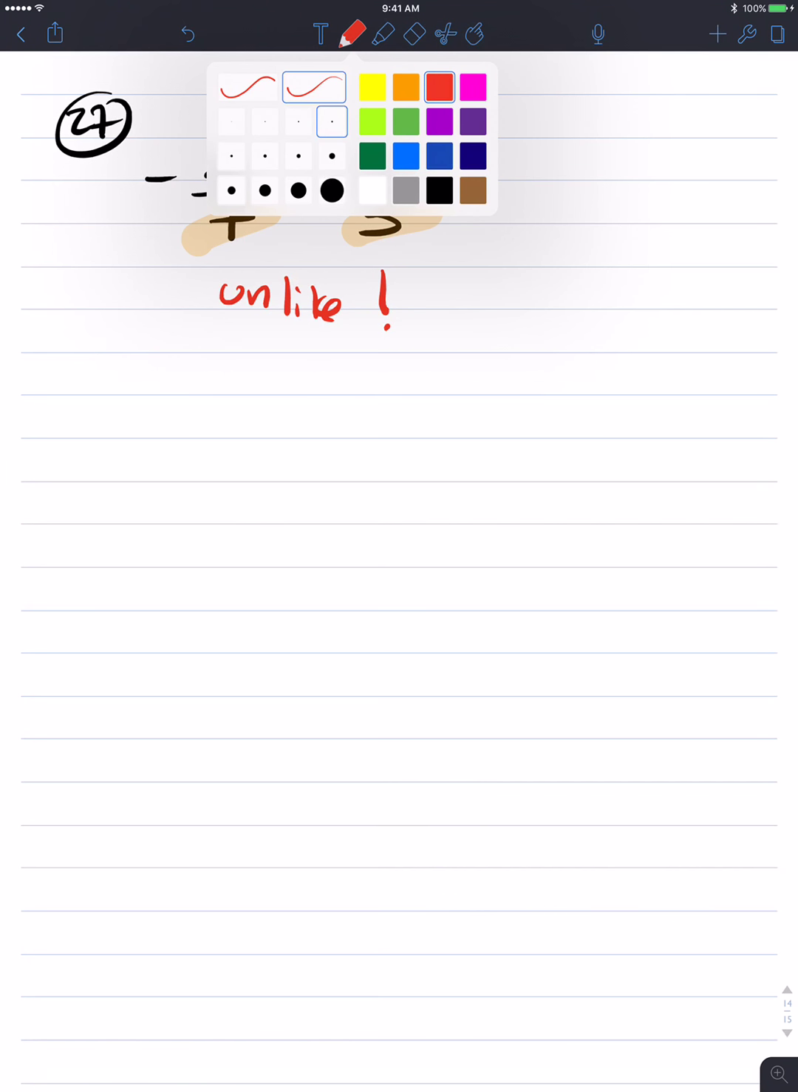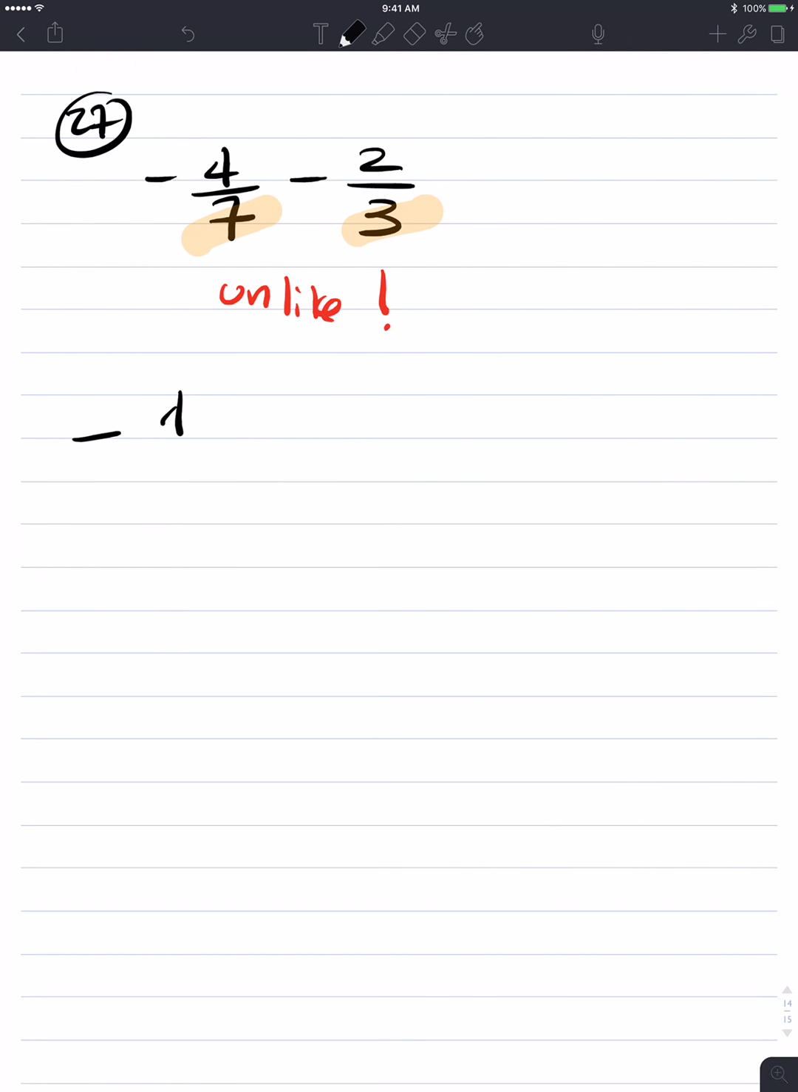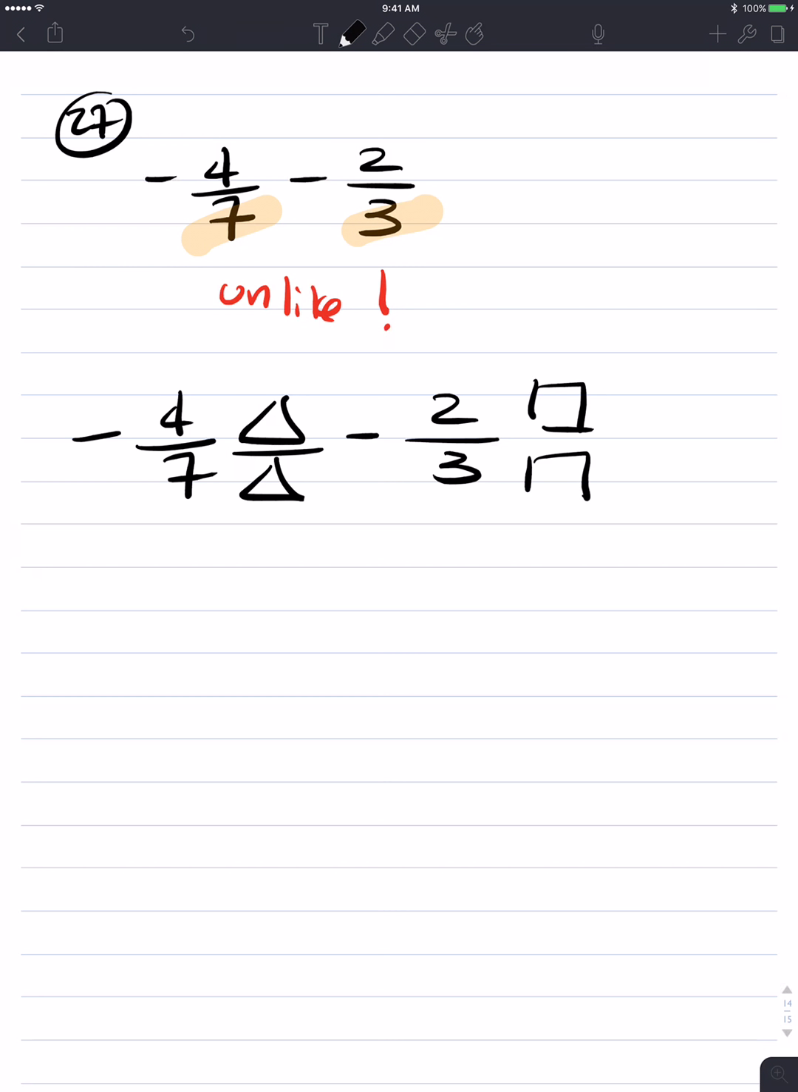Number 27. Negative 4/7 minus 2/3. These fractions are unlike. They have different denominators. We're going to need the LCM of 7 and 3. And the LCM of 7 and 3 is 21. So we're going to have to write our setup here, LCM being 21.